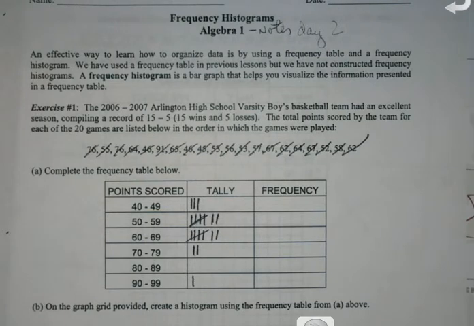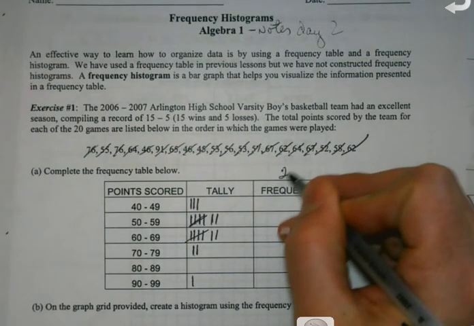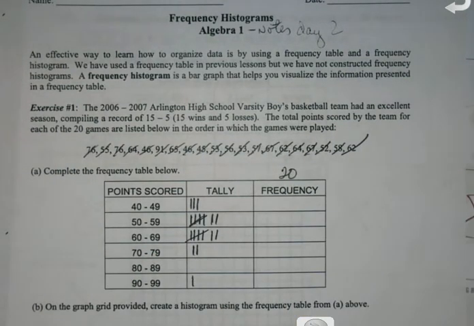And when we're looking at frequency, the one thing I want to know is how many total there are. Because when I get to the end, I should be able to look at my histogram and figure out if everything balances. Well, they were nice to me and told me that there were 20 games. So my frequency is 20.